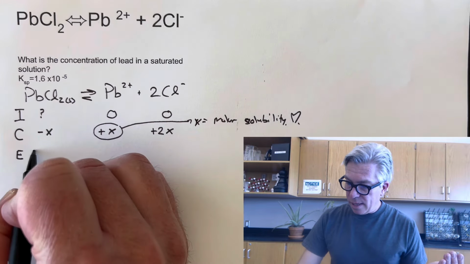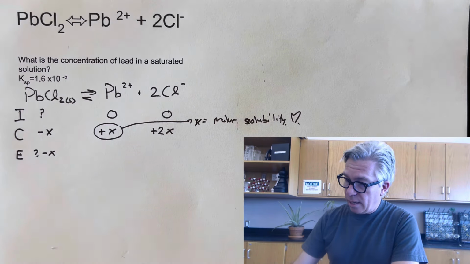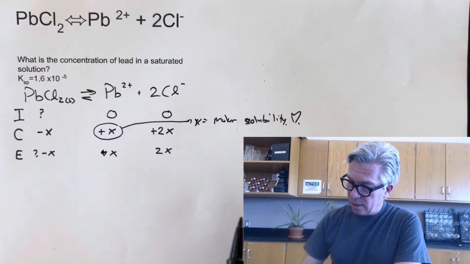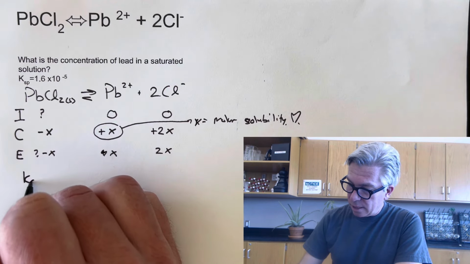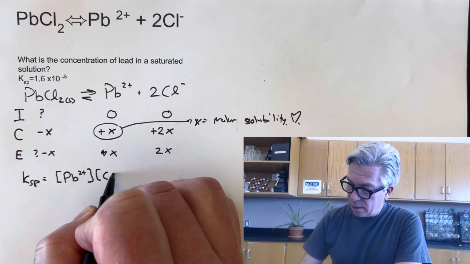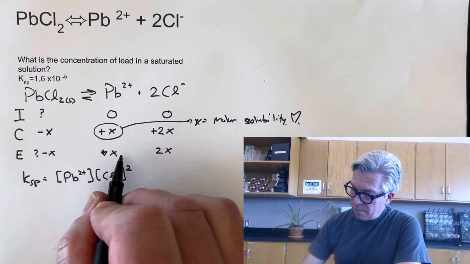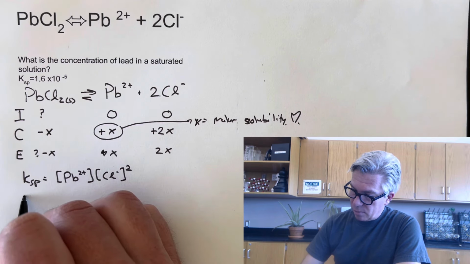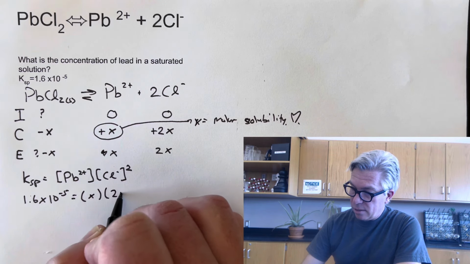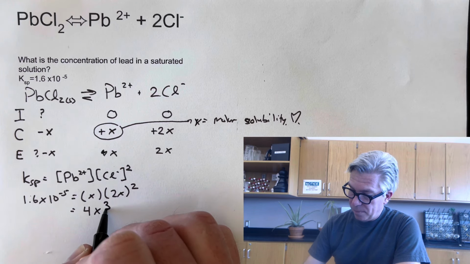So we're going to end up with a final concentration of question mark minus X. Don't know, don't care, and let's move on. I am concerned about these two, though. So this is going to end up as X. That's going to end up as 2X. My solubility product expression is going to be lead and then chloride squared because of that 2 there. I'm going to take my KSP value, 1.6 times 10 to the minus 5th, and plug X in for lead, and then 2X squared for chloride, which is going to simplify into 4X cubed.